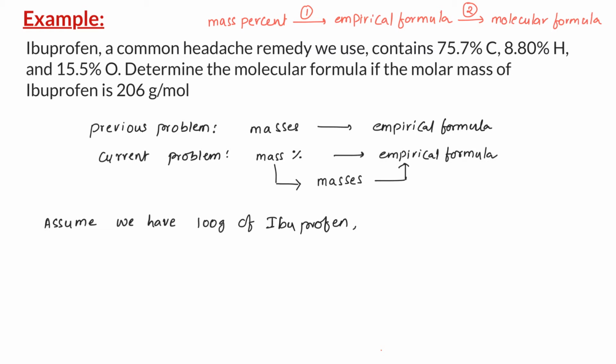And since the mass percentage values of various elements are given, we can say that this 100 gram sample contains 75.7 grams of carbon, 8.80 grams of hydrogen, and 15.5 grams of oxygen. Now we know the masses of various elements present in the sample. Pause the video here and convert these masses into empirical formula.